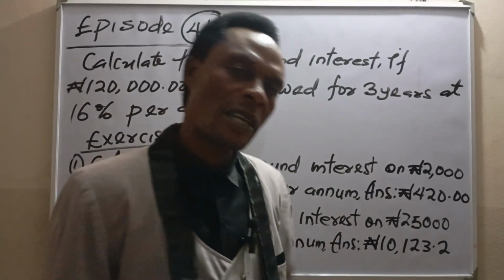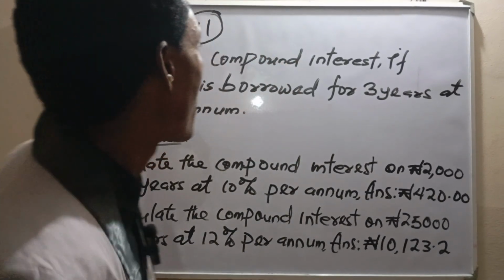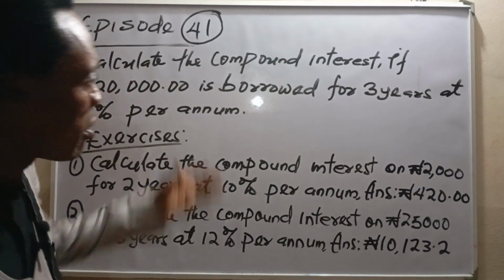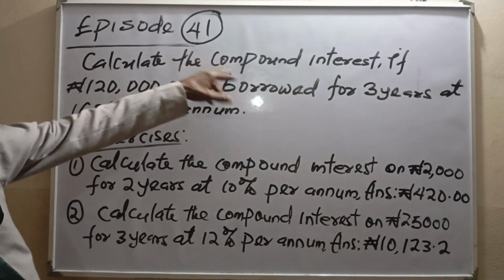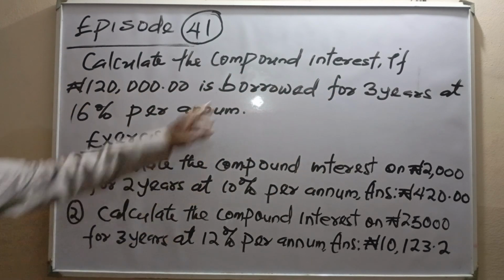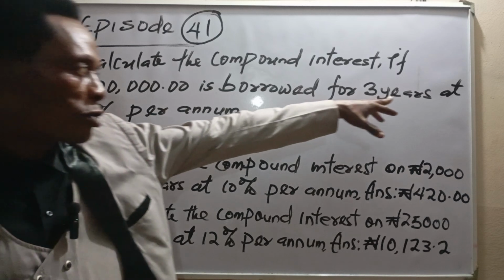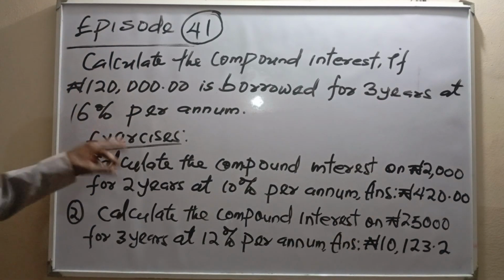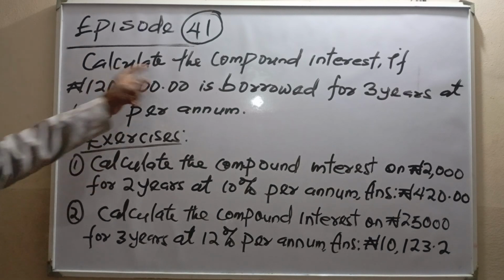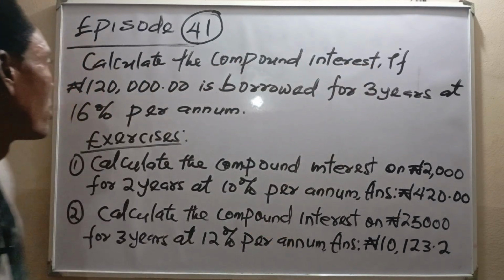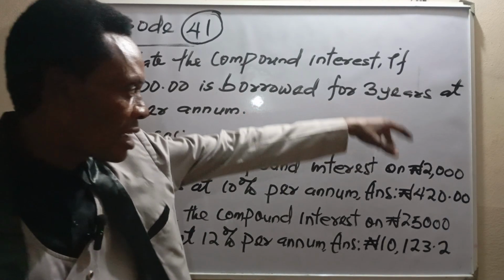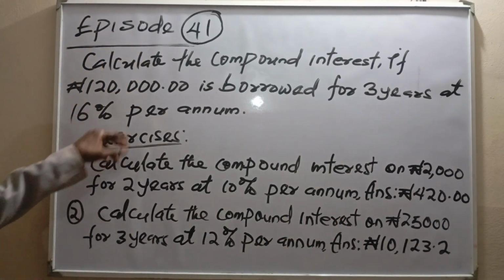Okay, let's consider the next episode, and that is episode 41. What does it say? It says calculate the compound interest if 120,000 naira is borrowed for 3 years at 16% per annum.